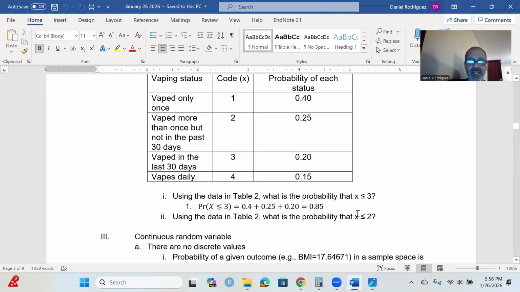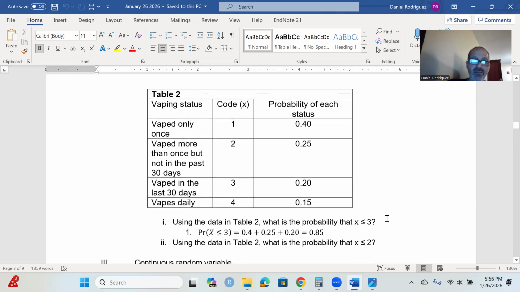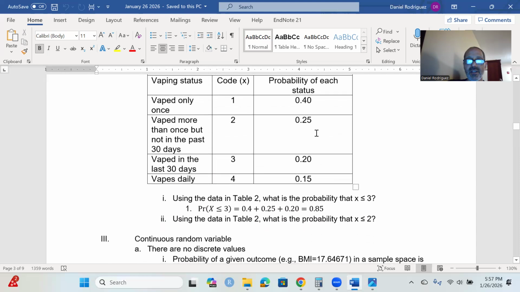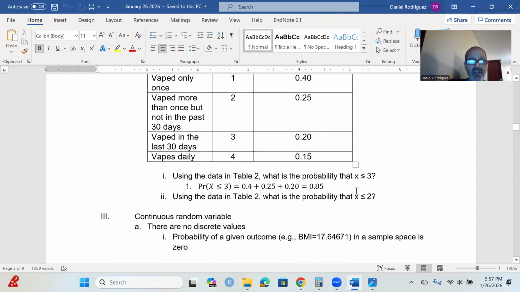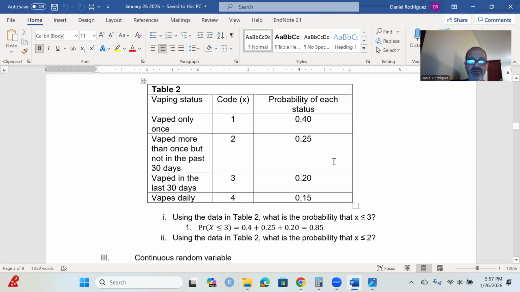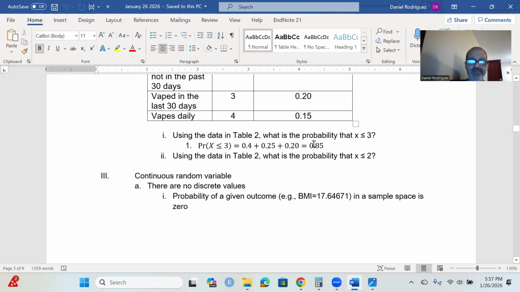Using the data in table 2, what's the probability that X is less than or equal to 3? We use the idea of a cumulative probability. We accumulate going from lower to higher, from left to right, along the probability distribution. So we just add all these together: 0.40 plus 0.25 plus 0.2 is 0.85. Using the data in table 2, what's the probability that X is less than or equal to 2? It'll be 0.4 plus 0.25, or 0.65.